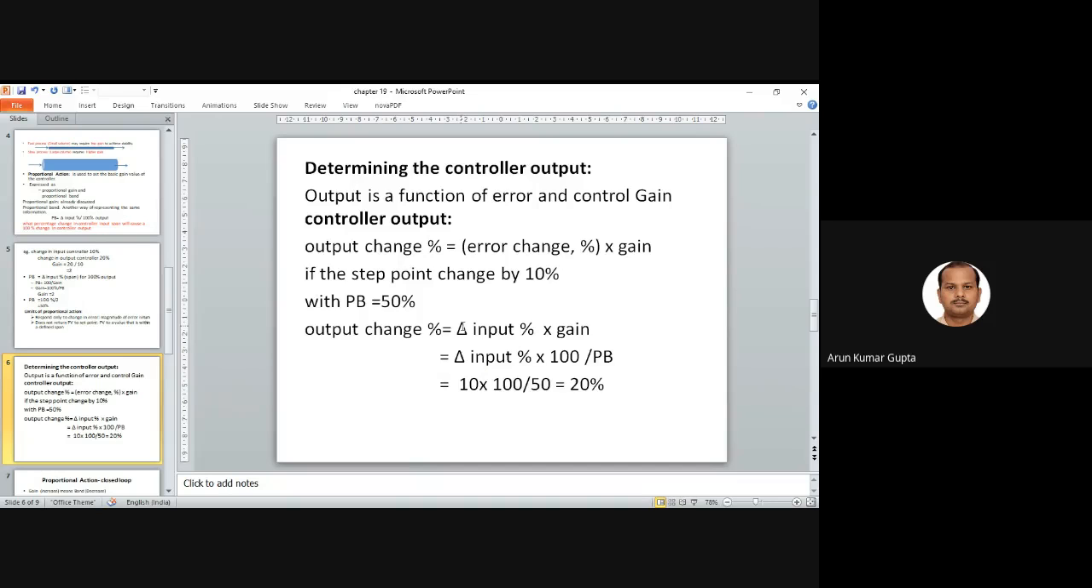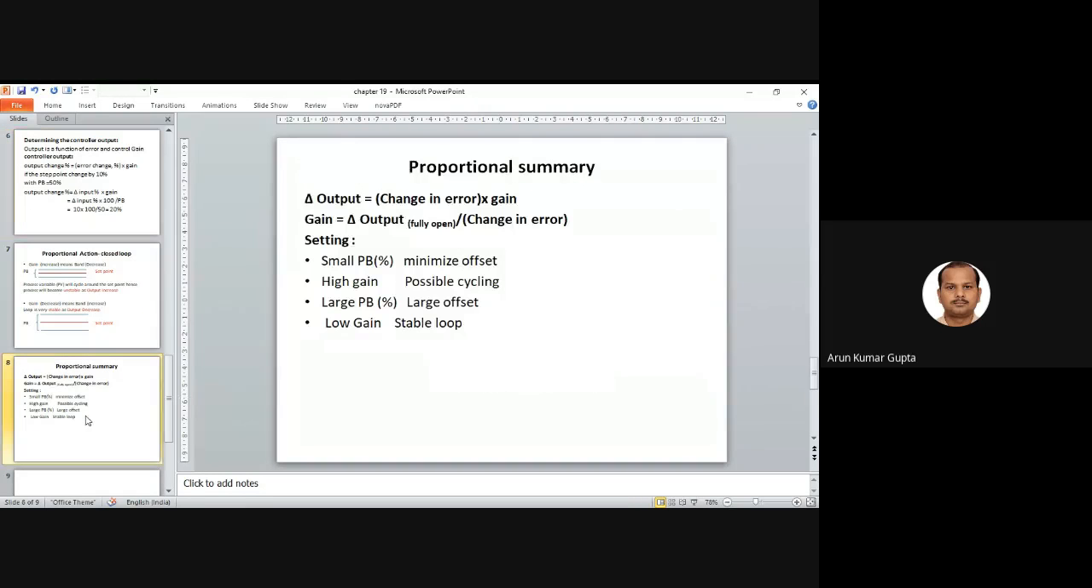Determining the controller output: how do we determine the output? y equals change in the error times gain Kc times change in the input. For example, if the set point is changed by 10% and PV is 50%, what is the output? Output will be input times gain. Gain is just 1 by 100 by PV. PV is 50%, so we can calculate here. So this kind of formula is useful.